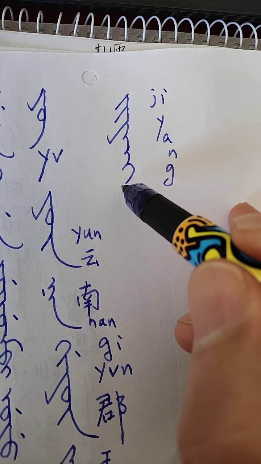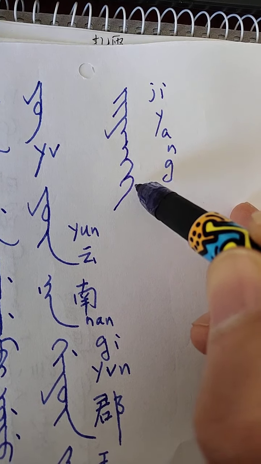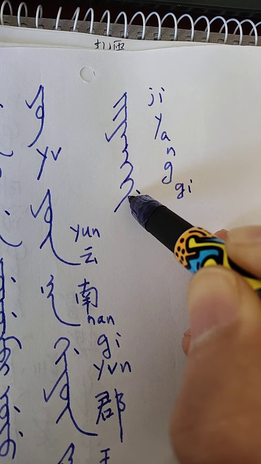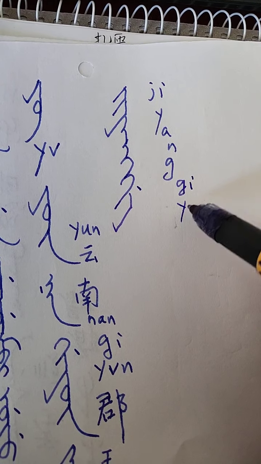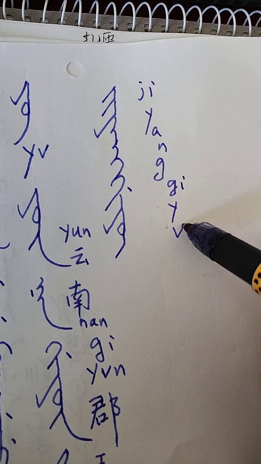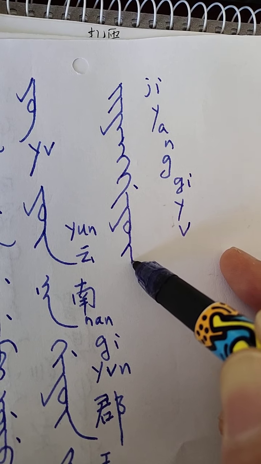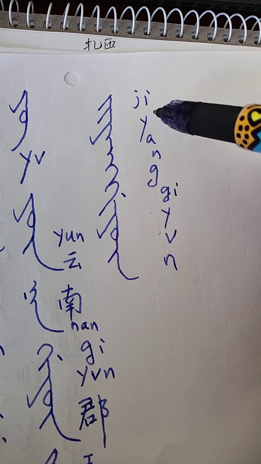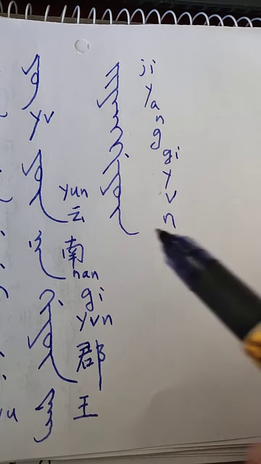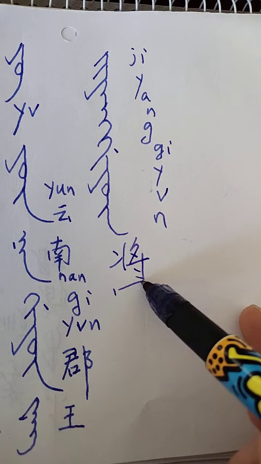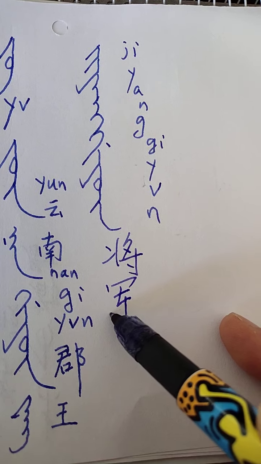Okay, and Jun. It goes this way. Gi. Okay. And then y. Okay, and then wan. This is wo. And this is n. So together it reads 将军. So it is 将军, a military leader. All right.